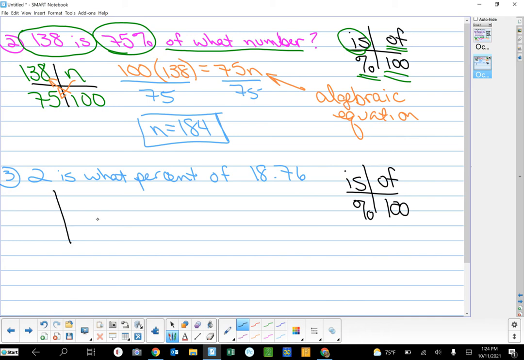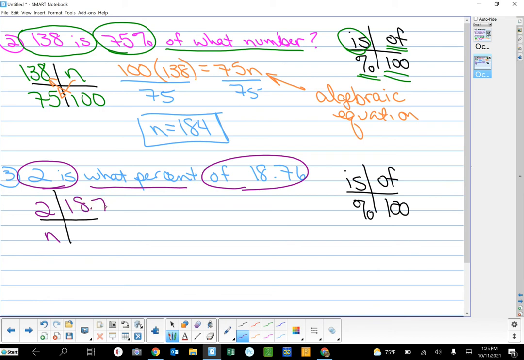Okay, so again, we're going to use this guy, is of percent 100. And then we're going to make a blank one and fill in what we know. Okay, 2 is goes in the upper left-hand corner. What percent? We don't know that part. Of 1876 and 100.